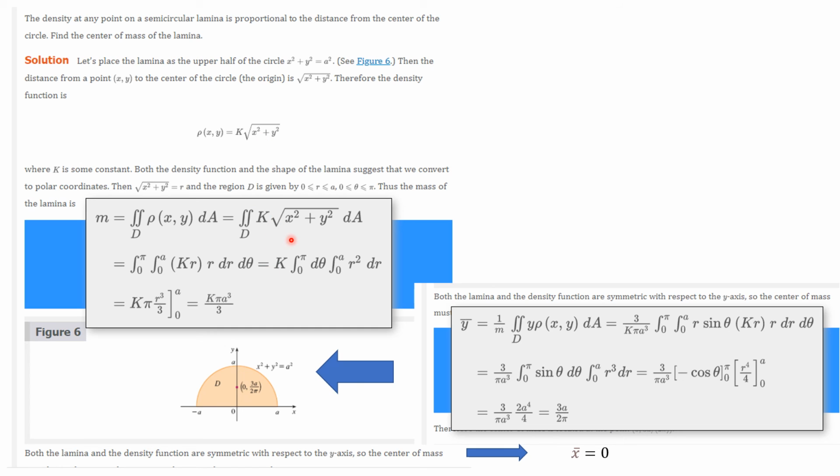I put that in, and this is best done in polar coordinates. So dA becomes r dr d theta, and the square root of x squared plus y squared becomes r. I calculate it, and this is my mass. I compute y bar and x bar. We can note that x bar is 0 because of the symmetry of both the density function and the region. So at the end the answer is 0, 3a over 2 pi.